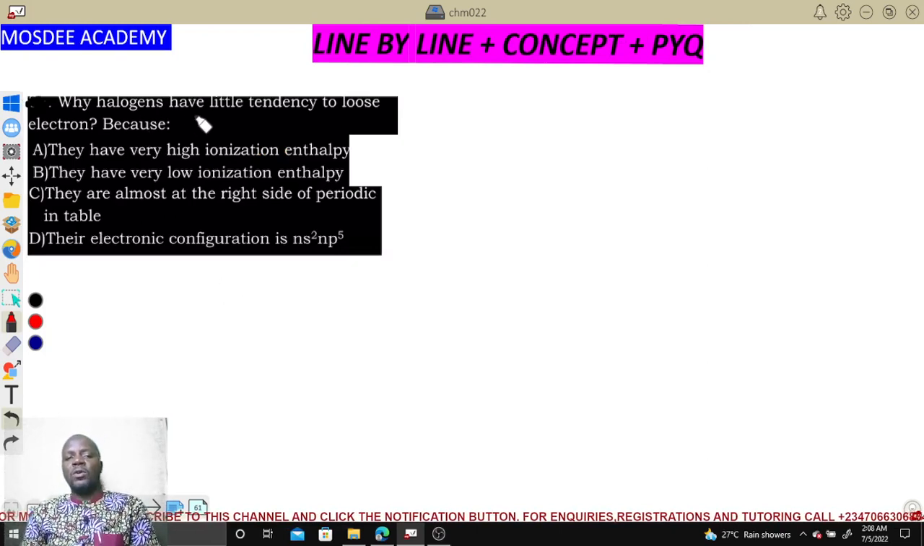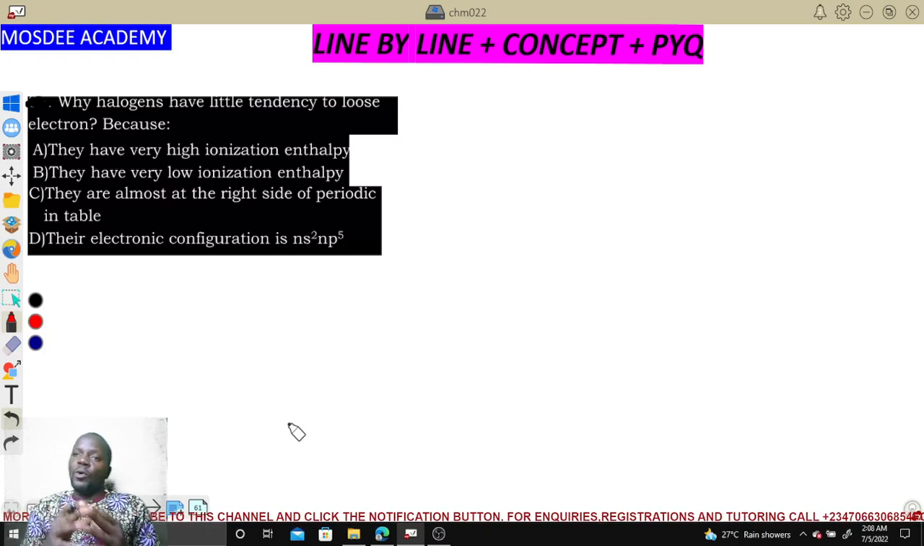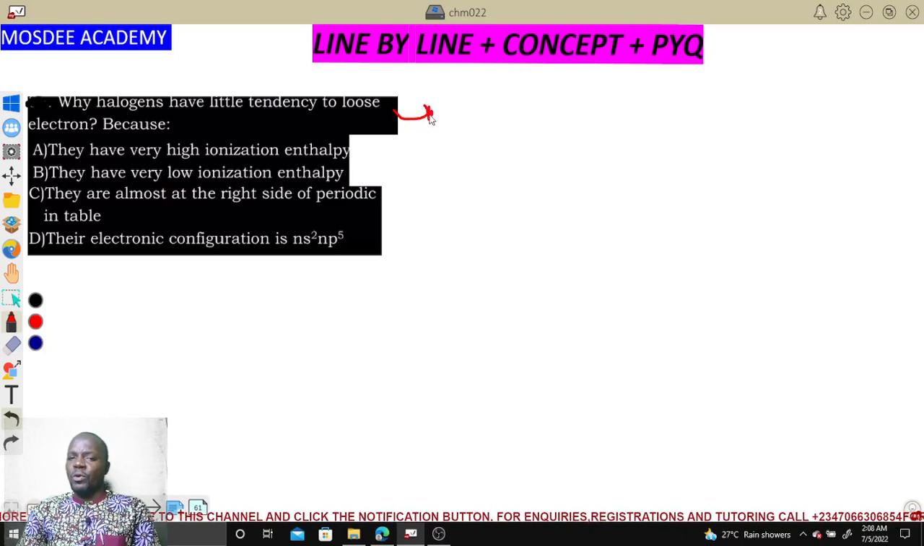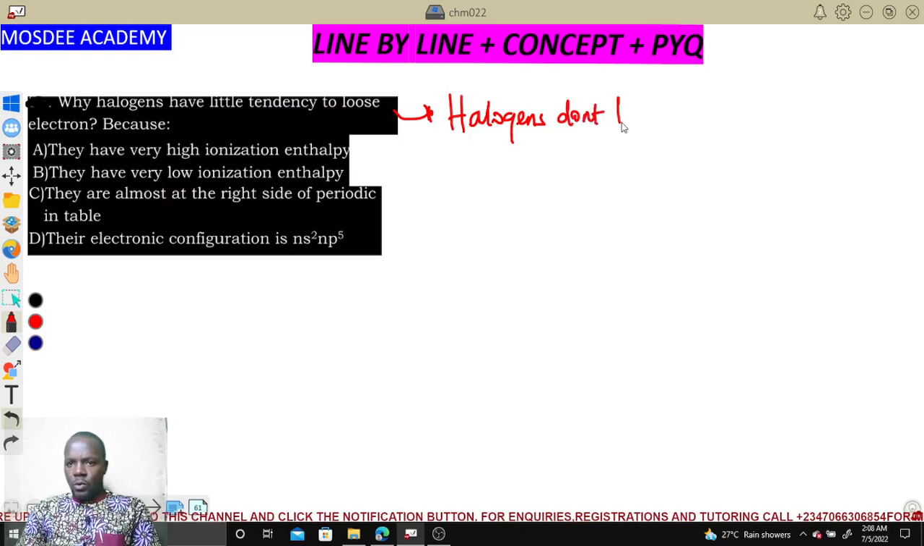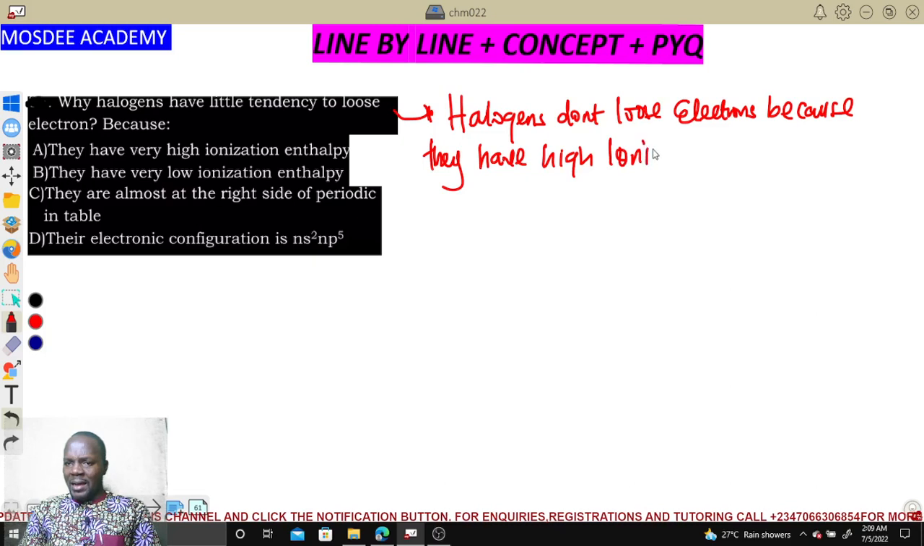Now the next one says why halogens have little tendency to lose electrons. I just talked about that. The reason is because they have high ionization enthalpy. Halogens don't lose electrons because they have high ionization enthalpy.